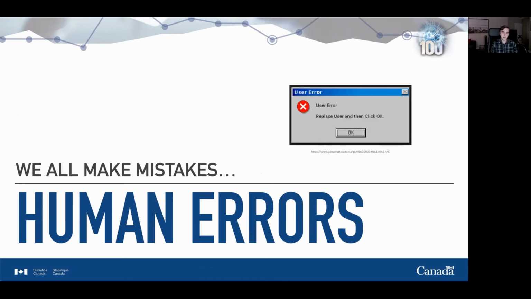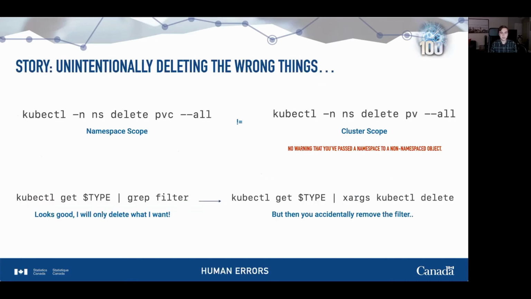And then there are the human errors. Unfortunately, we always make mistakes. We can put a lot in place to try and prevent it, but it happens. The most common human error we've come across in our environment is generally when an administrator, more than an app team, unintentionally deletes the wrong thing. We have at least two major instances of this happening.